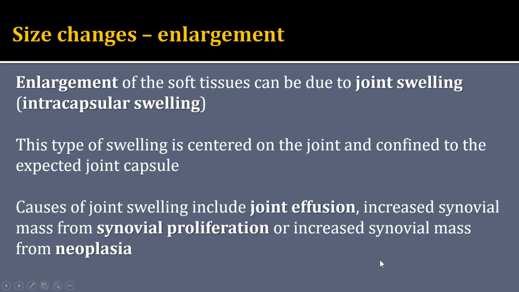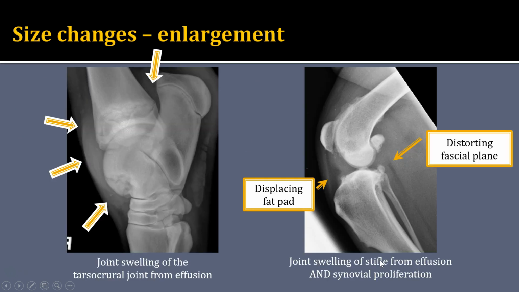But joint swelling can also be caused by increased synovial mass, and that synovial mass may be from synovial proliferation, which can be a benign thing, but can also be from a neoplastic infiltrate of the synovium. And we're not going to be able to specifically determine the cause on the radiographs.